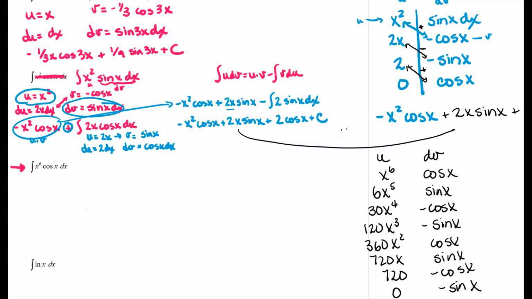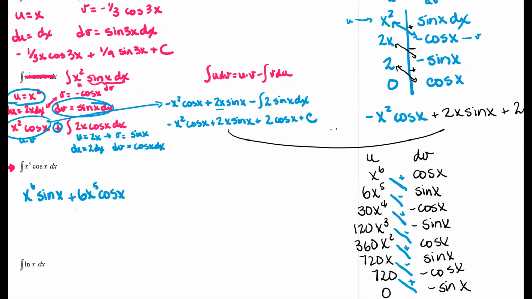Go back to my other color, I think, because I like it better. And we're going to do these products, and I'm going to put the signage in. So that product is keep the sign, change the sign, keep the sign, change the sign, keep the sign, change the sign, keep the sign. So here we go. The first term is x to the 6th sine of x plus 6x to the 5th cosine. You're going to see your sine and cosines just switch every time.